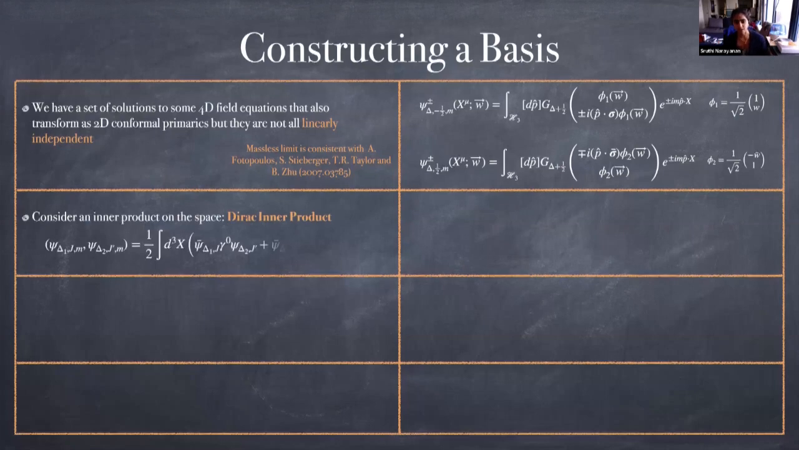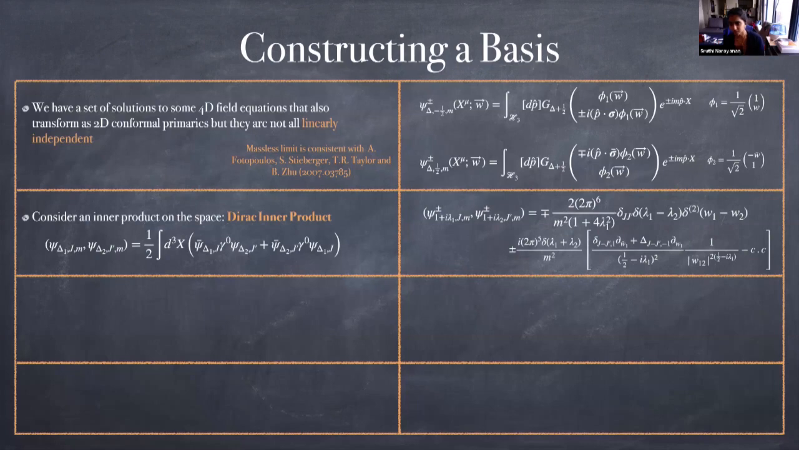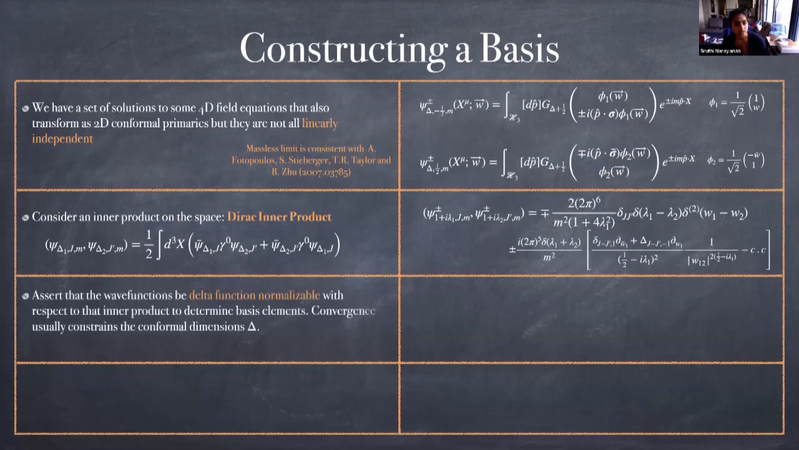So now we consider an inner product on the space. In particular, we talk about the Dirac inner product because we're talking about Dirac spinors. And we get this formula, which has a lot of terms, but in particular, it has one term that's proportional to a delta function and one term that's not. And we want to assert that these wave functions are delta function normalizable with respect to this inner product in order to determine what our basis elements are.